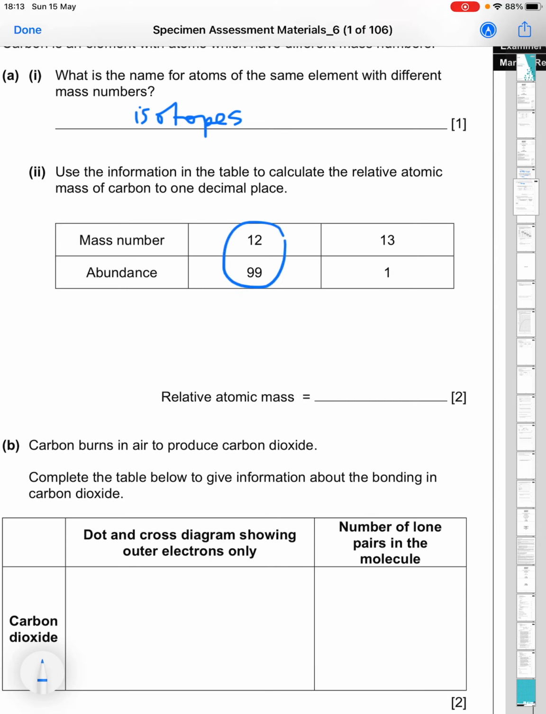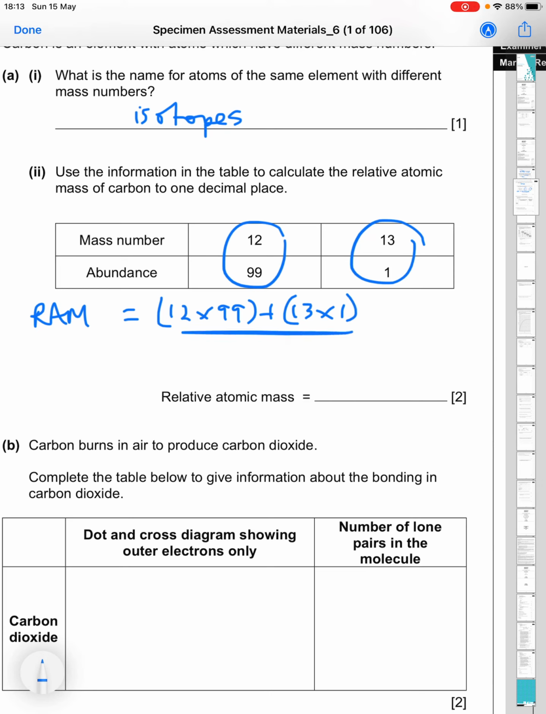Now, use the information in the table to calculate the relative atomic mass of carbon to 1 decimal place. So we've got mass number 12, abundance 99, and 13 is 1. So we're just looking at the first mass times its abundance added to the second mass times its abundance, all divided by the total abundance, which is 100. So 99 plus 1 is 100, and that gives us 12.0.